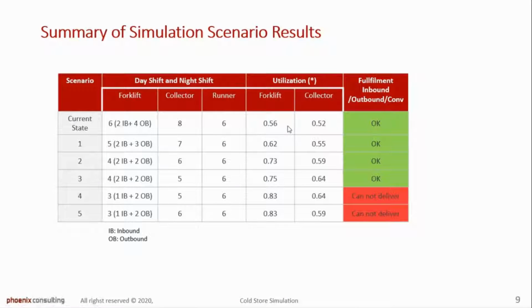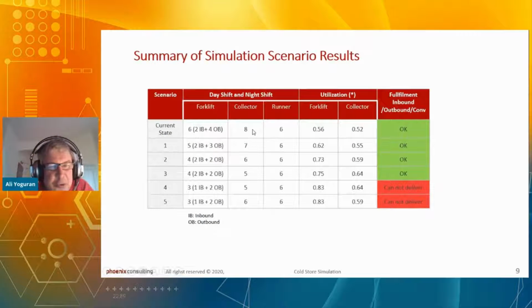And of course, then we ran some scenarios. What we did is we reduced the number of collectors and checked what happens. We reduced some runners. Where are the forklifts? Yeah, the forklifts, 5, 6, 4. And at some stage, we couldn't deliver. Something blew up. The pallets were overflowing all over the place. But up to a point, we were able to deliver everything we wanted to deliver. So that was fine.